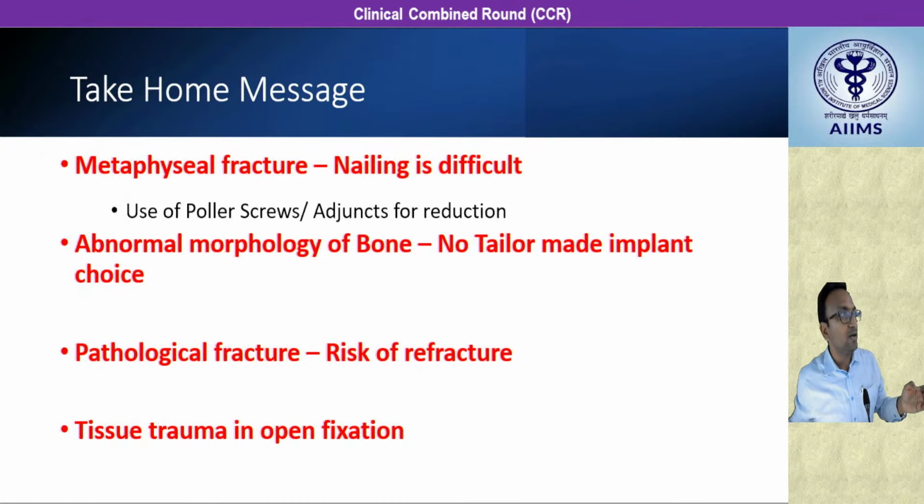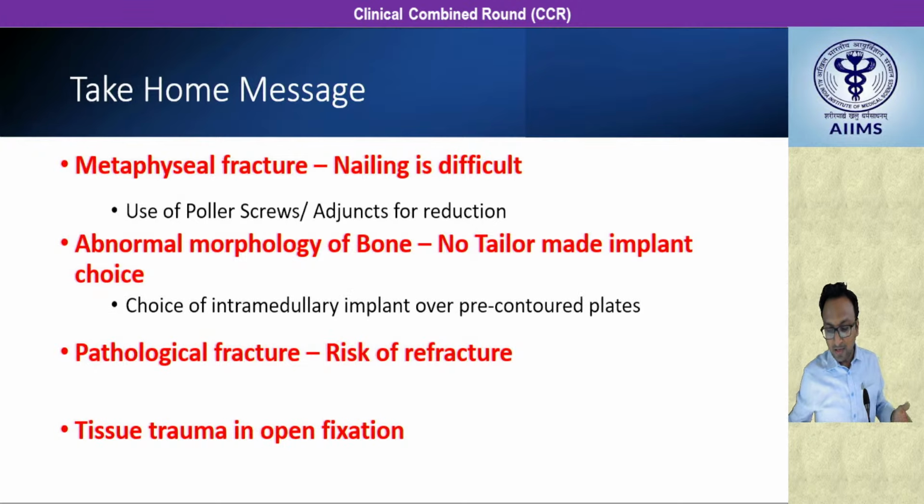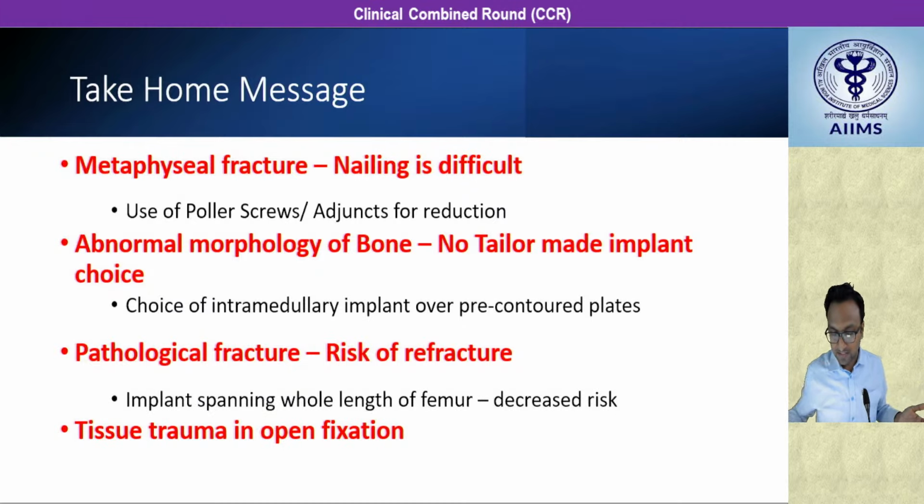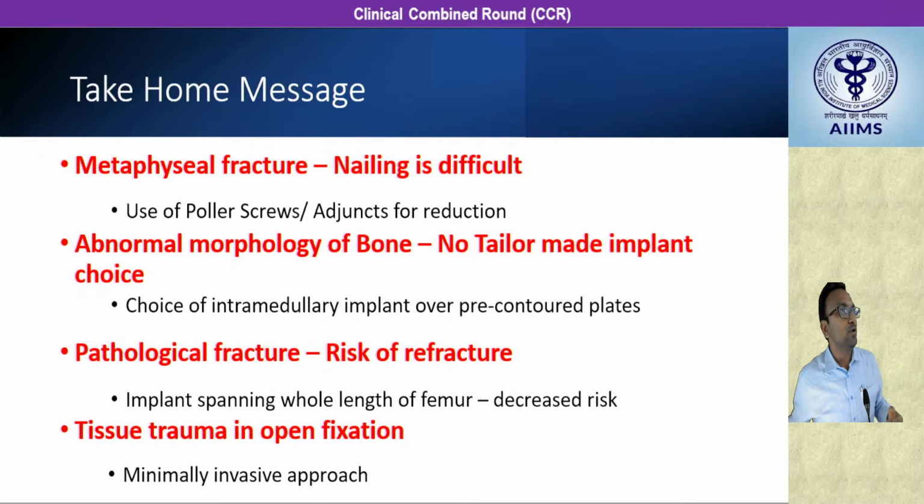So we used simple adjuncts like a finger reduction tool and a poller screw, and we augmented our adjuncts for reduction, like a reduction triangle, to get this metaphyseal reduction right. We used a nail over a plate because the morphology was abnormal and there was no custom-made plate available to date for such patients. We used an implant which was spanning the whole femur so that there is no future fracture, or to decrease the risk of a future fracture, and yes, to decrease damaging the biology which is already damaged by the trauma that happens. We used a minimally invasive approach. You've seen the size of the incisions that we've used to approach this, and we've not opened the fracture at all, and we got good results in the end.